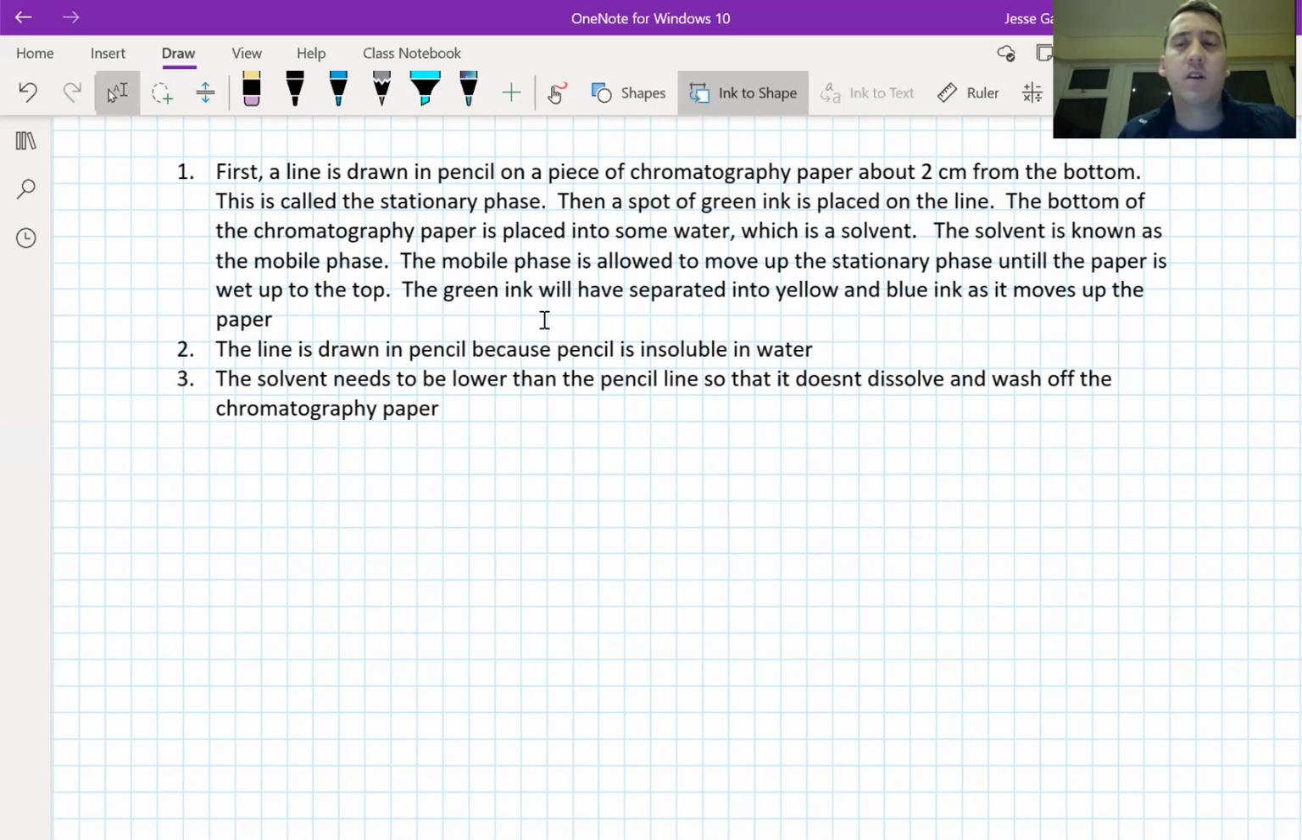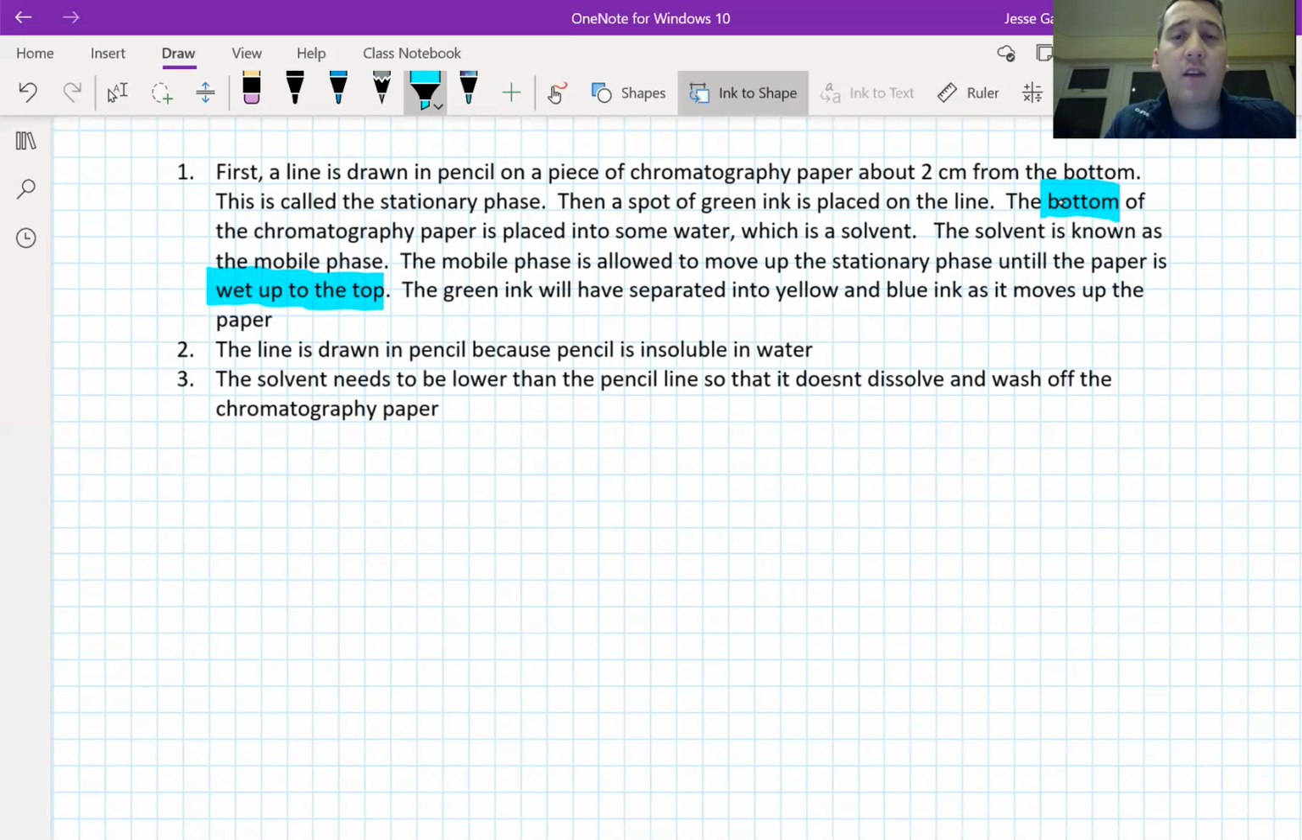Okay, notice the way I've only said that the bottom of the chromatography paper is placed in some water. So it only says here the bottom. That's an important detail as well. You don't want to stick the whole line in. So that's a good detail to have. All right, the mobile phase is allowed to move up the stationary phase until the paper is wet up to the top. That's an important level of detail. How do people know when to stop? So that's a good level of detail to put in.